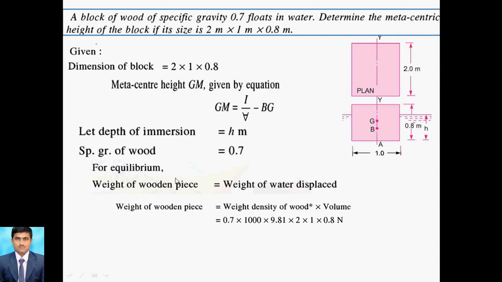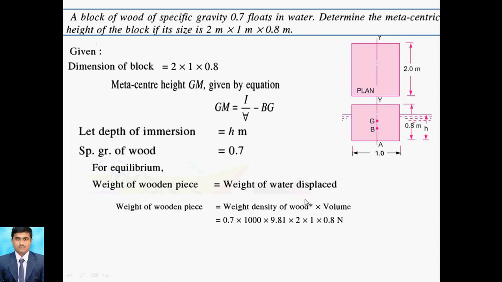Here we have to solve the left hand side first. The weight density for wood is 0.7 into 1000, because that gives the specific gravity. So multiply by 1000 and you can convert it into density, right? Into 9.81. So rho g into volume for the wooden piece: 2 is the height, 1 meter is the width, and the wooden block height is 0.8. So write 1.8. This is for the wooden block.